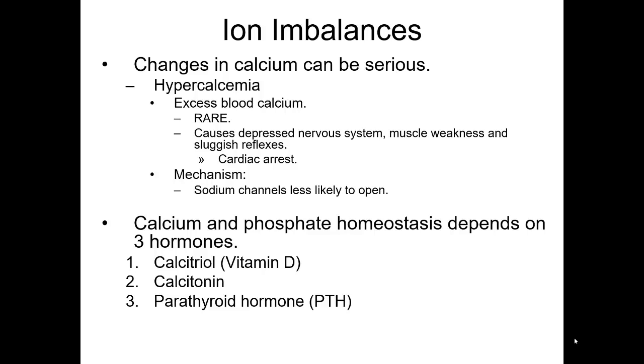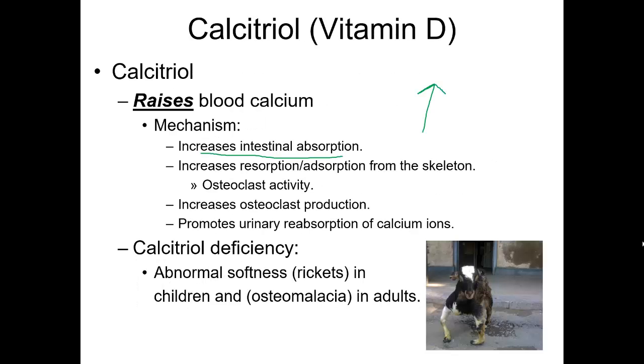What calcitriol does is it increases intestinal absorption of calcium. So you're eating foods, and calcitriol is going to increase the absorption of calcium from whatever you're eating. It increases resorption from the skeleton. It's going to say, hey osteoclast, take more calcium out of my bone. So it increases osteoclast production and it increases osteoclast activity. And it is also going to increase absorption of calcium from the urine.